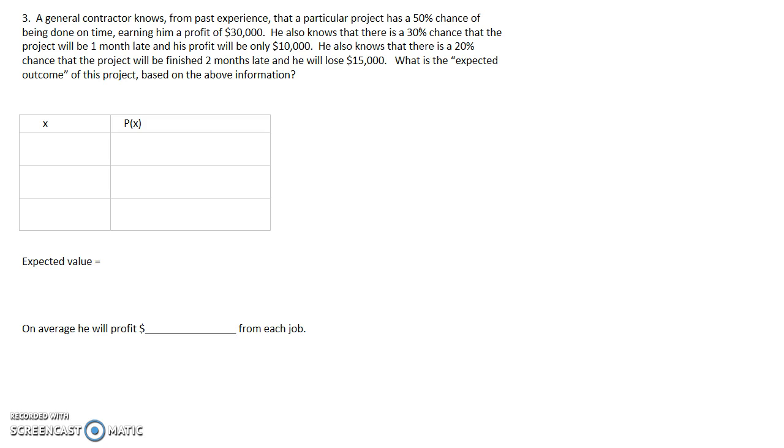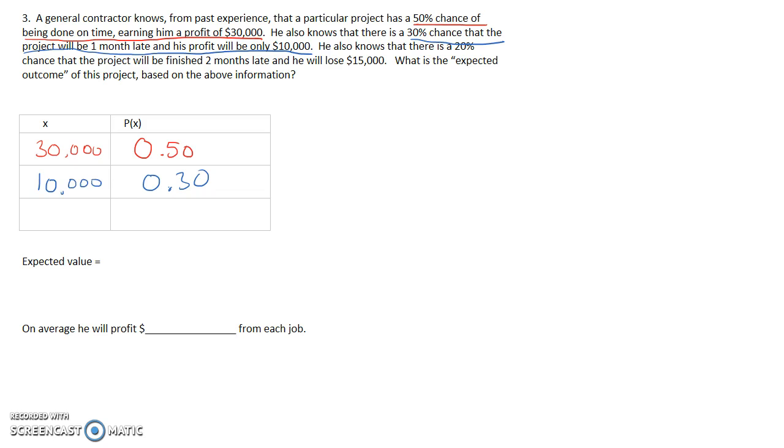Let's break this down. All right, so the first one says that a particular project has a 50% chance of being done on time, earning him a profit of $30,000. So we're going to put the probability, which is 50% chance, right here, and the profit is going to be $30,000. All right, the next one says he also knows that there's a 30% chance that it will be 1 month late and his profit will only be $10,000. So we're going to put the probability, remember, we're going to write this as a decimal. I don't want percentages here. It needs to be a decimal or a fraction over on this probability side. And he's only going to net $10,000 if it's a month late.